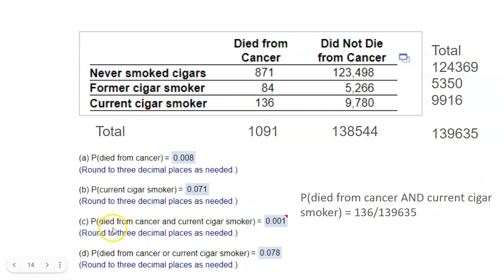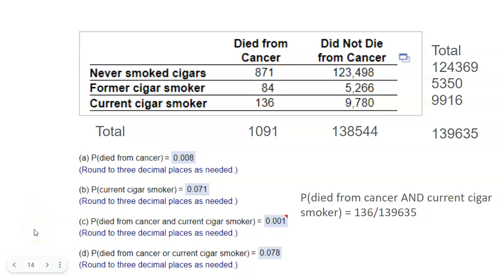And the next one is looking for an intersection of two events. This is the probability that someone died from cancer and they are a current cigar smoker. So in that case, I'm looking for one particular cell within the table. Notice that 136 represents the number of people who are a current cigar smoker and died from cancer. I will then divide that by the total number of people to arrive at this probability. Probably up to this point, these are fairly straightforward probabilities.